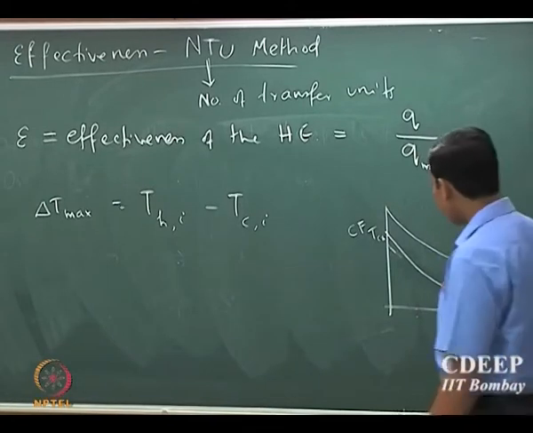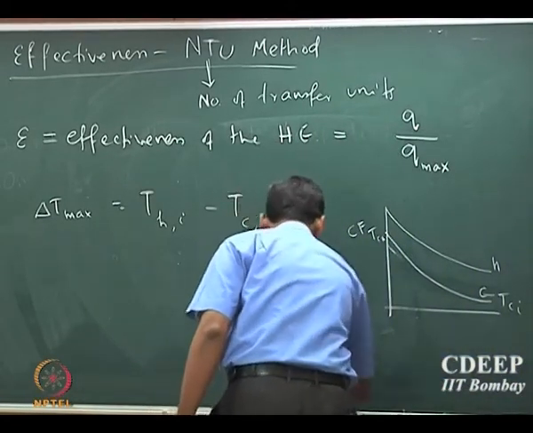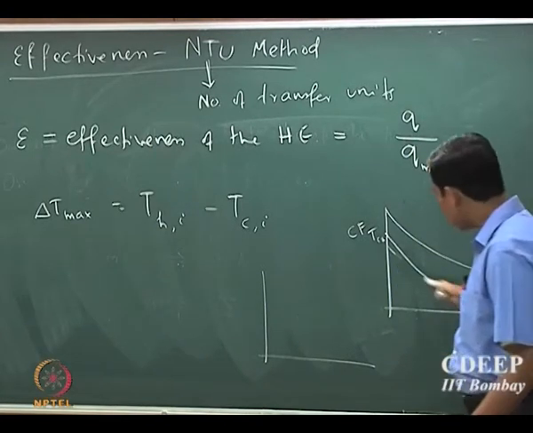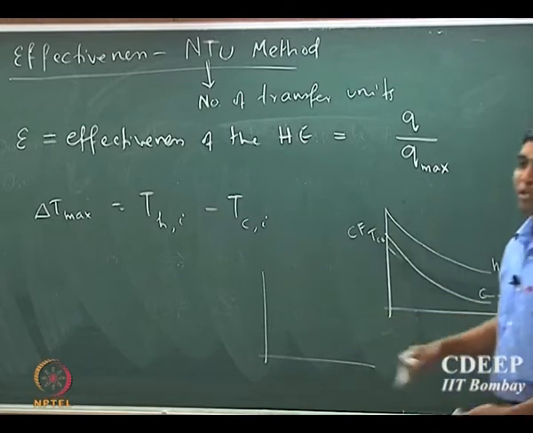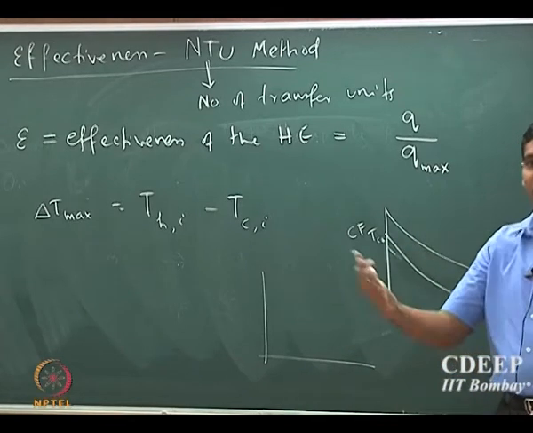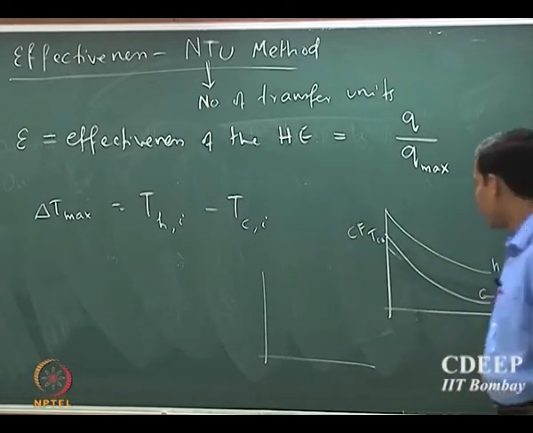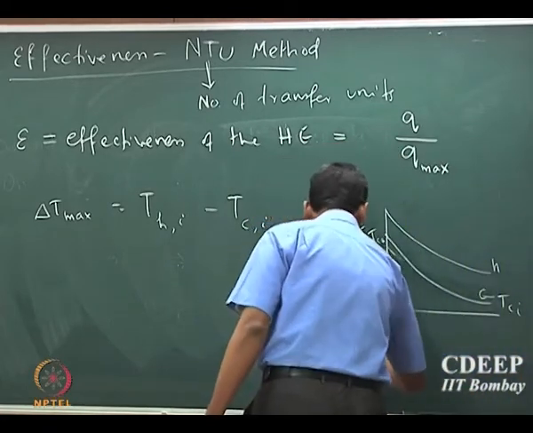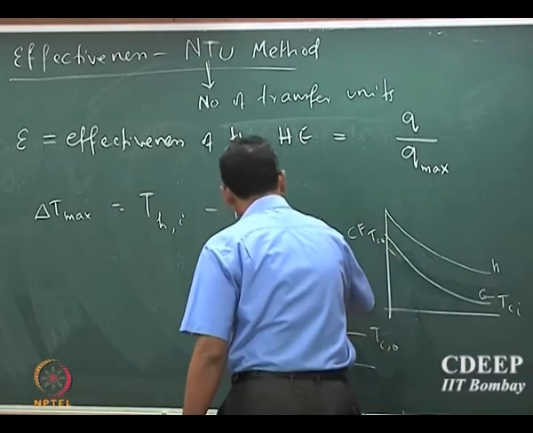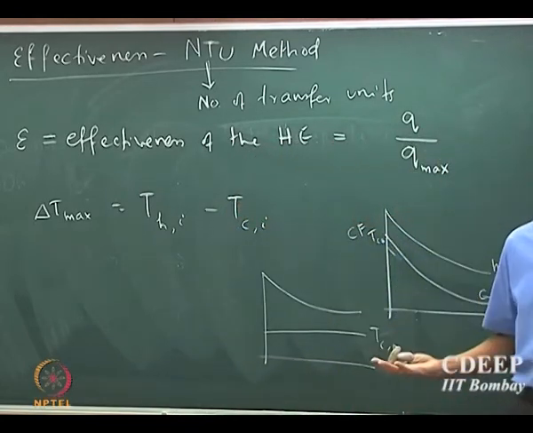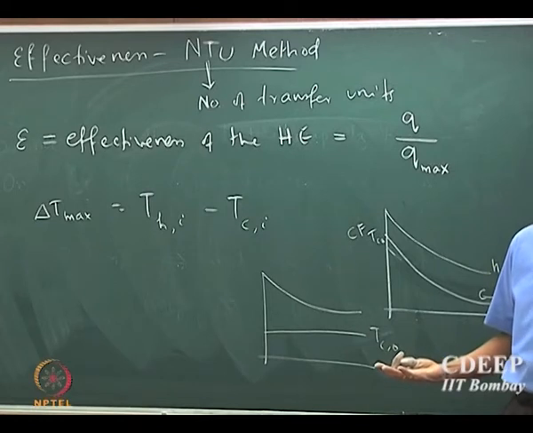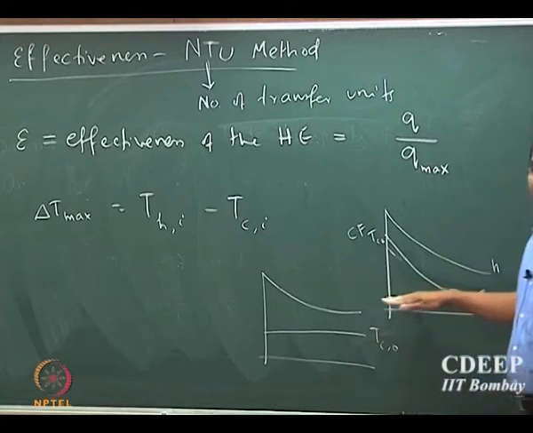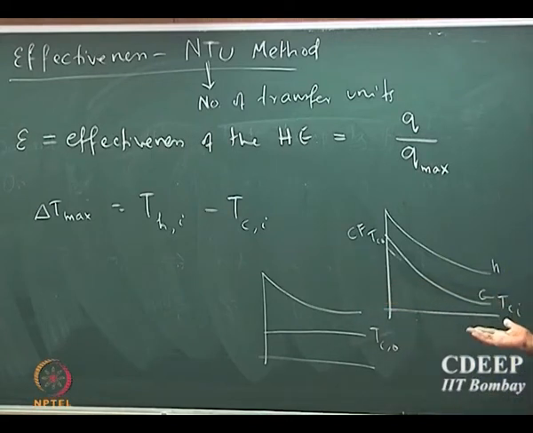Now I can always have a situation. The temperature of the cold stream is always going to increase, right? It's never going to decrease. It's always going to increase because it's always gaining sensible heat. Now what is the maximum possible temperature difference when I maintain the cold stream at a constant temperature? That's the maximum possible temperature difference in a counter flow, where the temperature of the cold fluid does not change. How can I achieve this?